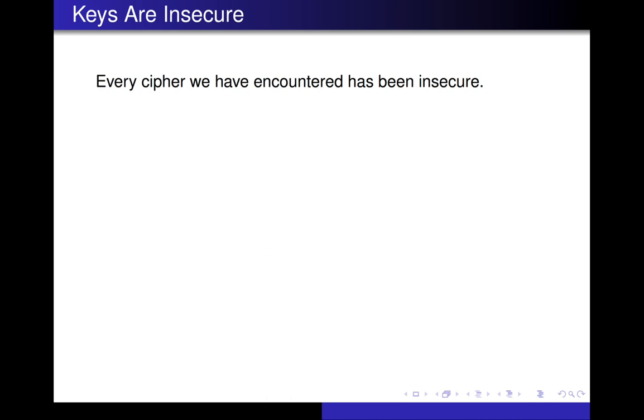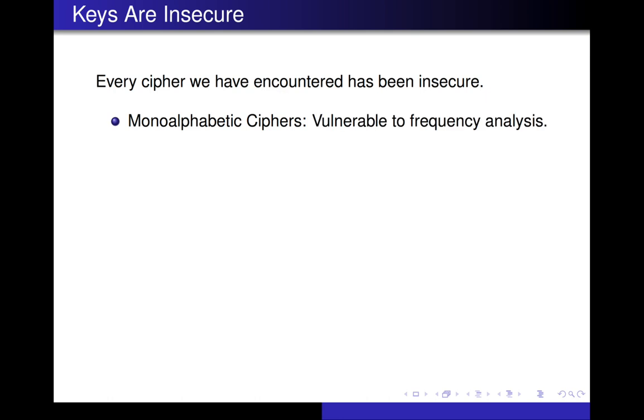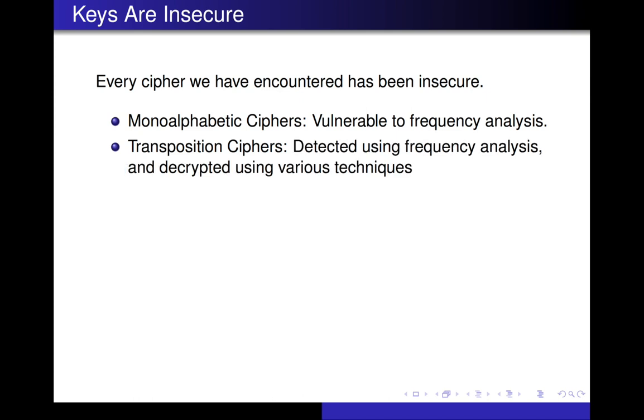So first of all, every cipher we have encountered so far has been relatively insecure. Monoalphabetic ciphers are vulnerable to frequency analysis. The transposition ciphers, we haven't talked a lot about what those weaknesses are, but they do have weaknesses. First of all, they contain the exact same letters in the original message, so they can be detected using frequency analysis. If the frequency of the letters is the same as you'd expect in an ordinary message, you can guess that it's probably a transposition. And once we know that they're transpositions, they can be decrypted using various techniques called anagramming and some other computational algorithms as well.